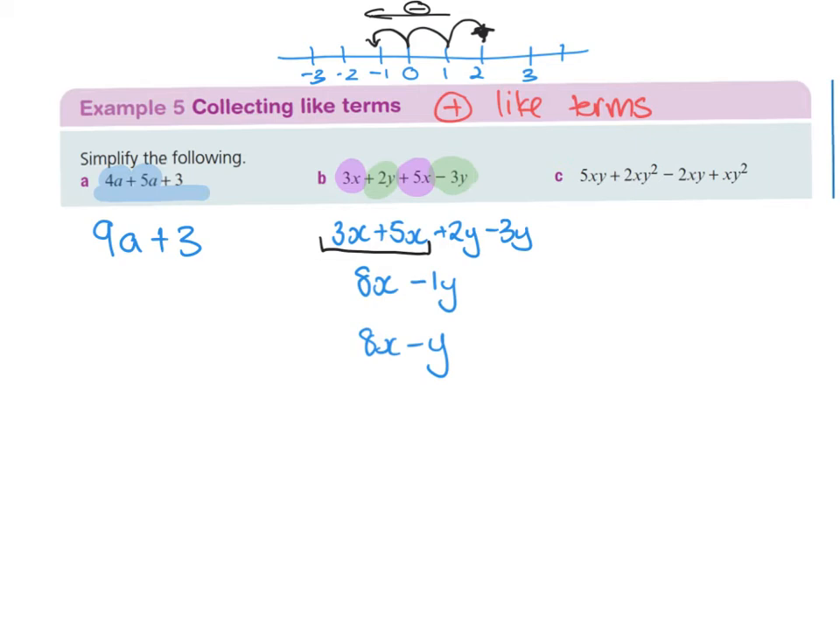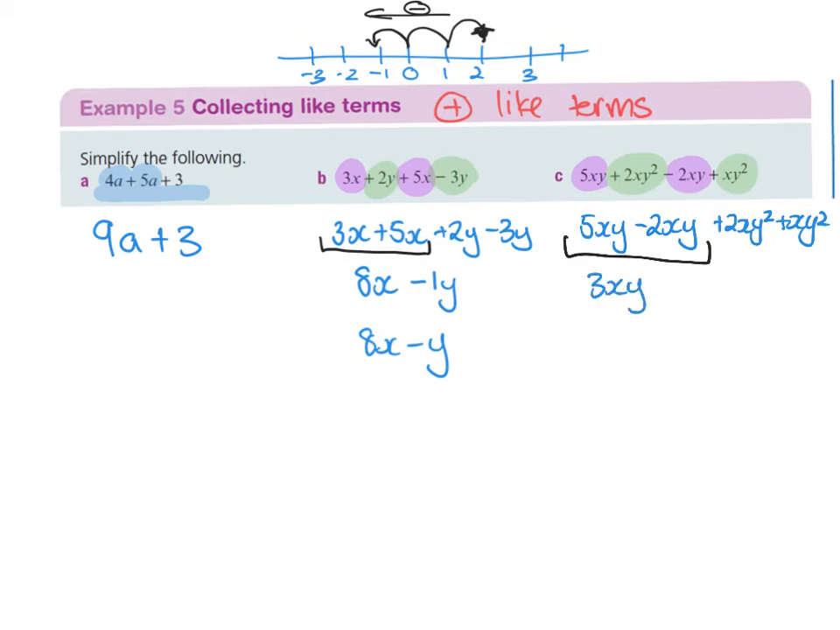Okay, let's look at this one. We've got 5xy. Do we have another 5xy? Yep, we do. And we also have these. Are these two the same? Yeah, they are. So I'm going to first group them together, the like terms, and then I'm going to do them. So remember, I can do this. So what's 5 minus 2? 3. And so, yep, we leave the xy there.